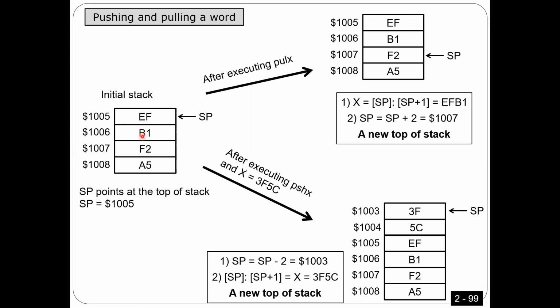Always in this course, when you read or write a word, the one that has the smaller address, the first one, is the most significant, right? So here I'm going to take these two, and it's going to be EFB1. So after you execute this instruction, this is what X should be.